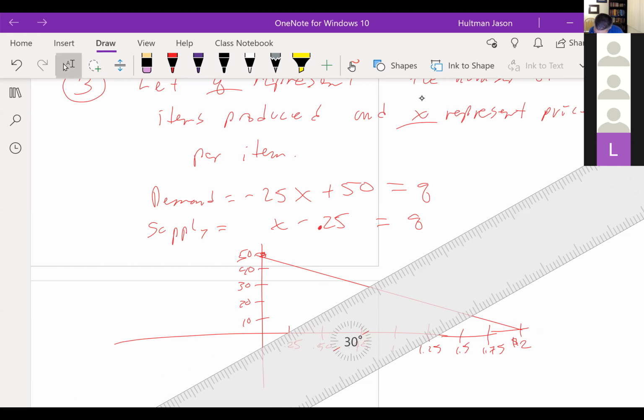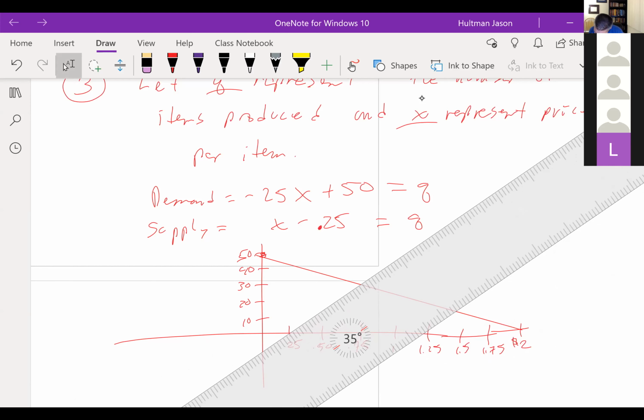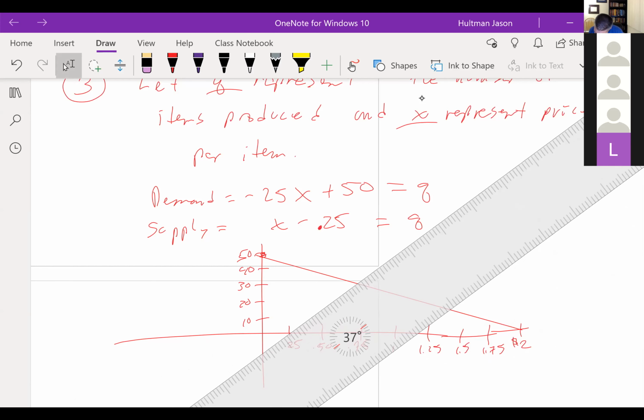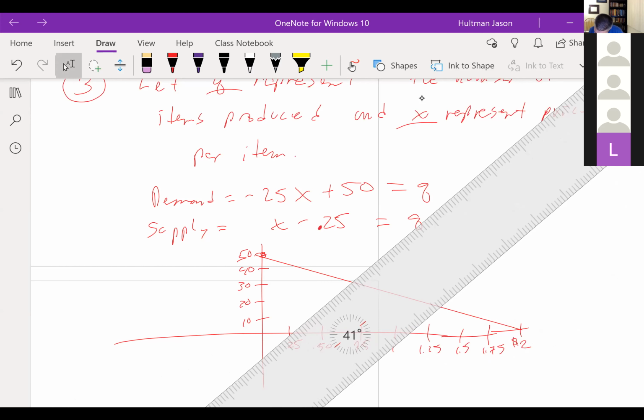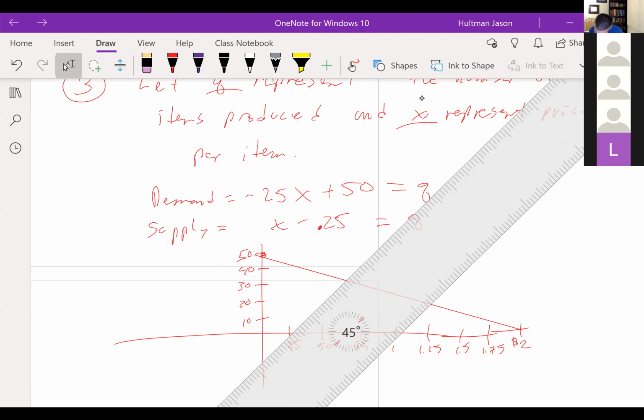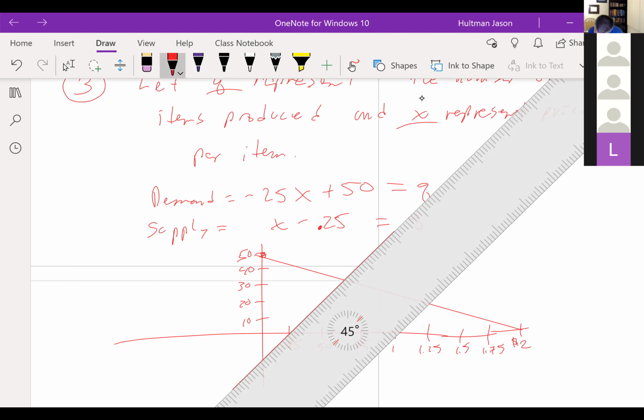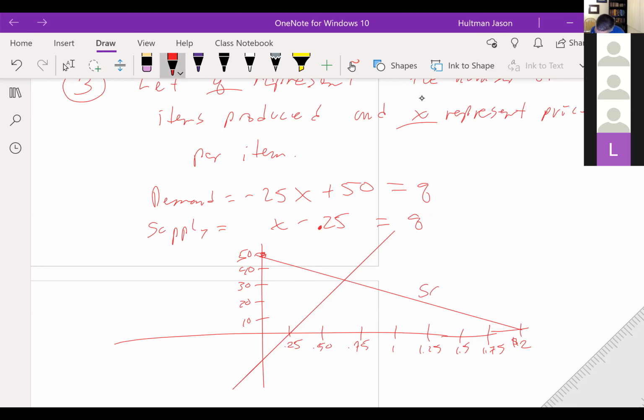Make this a 45-degree angle. Okay, perfect. This is my supply curve. Okay, so we can call this S of x. Nope, sorry, D of x. This is D of x, that's my demand curve, and then this is S of x, which is my supply curve.